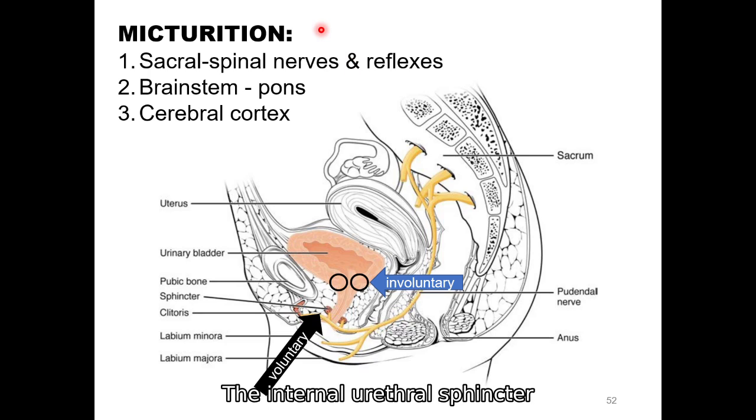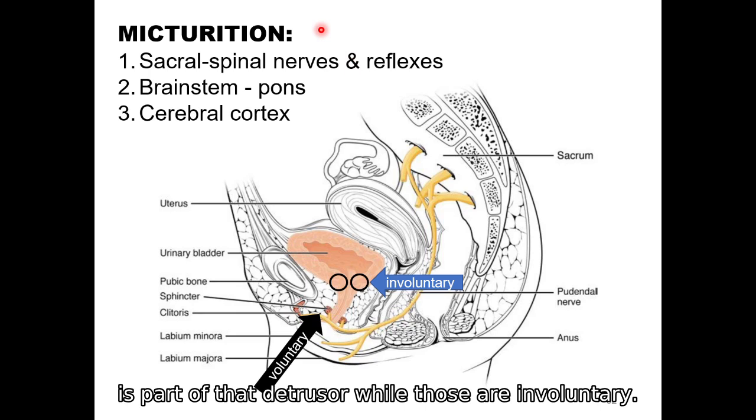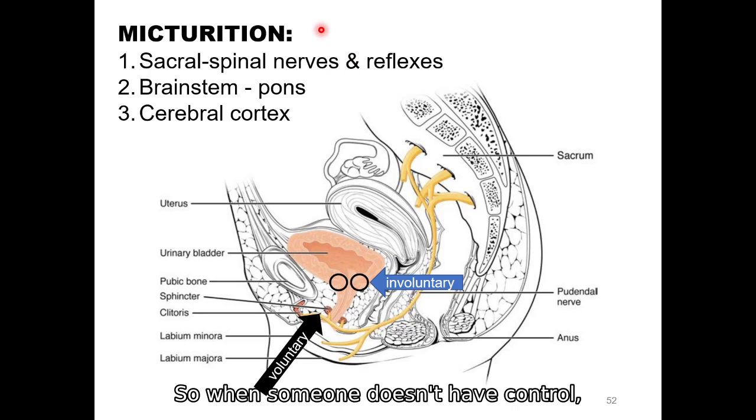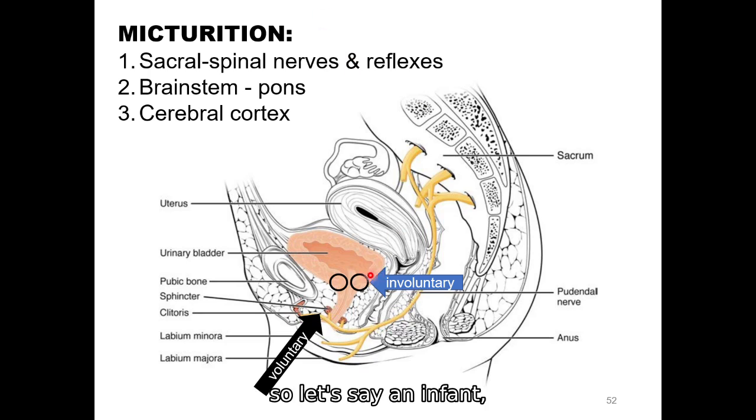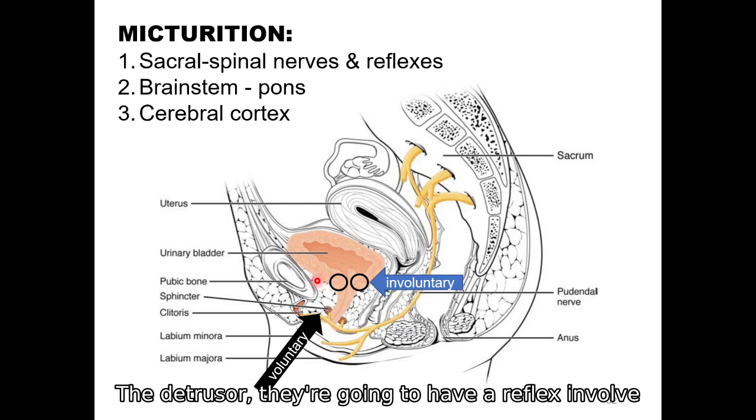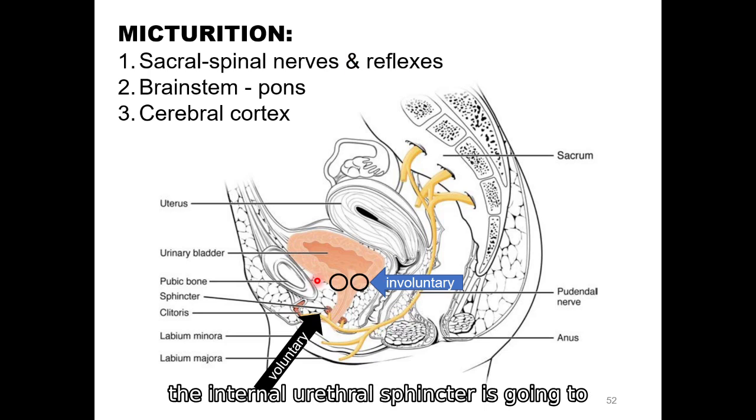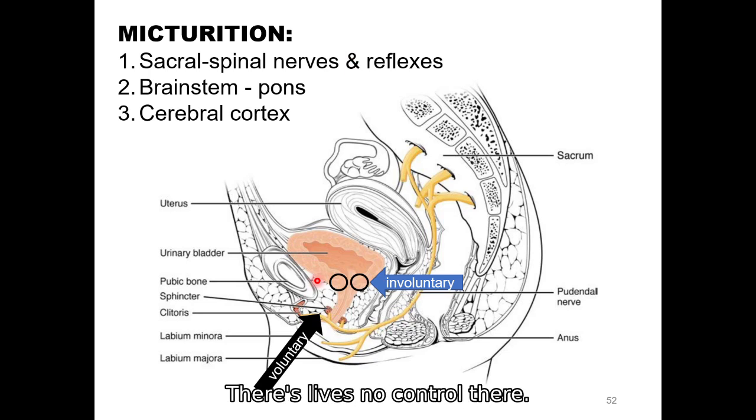And the internal urethral sphincter, so that part of that detrusor wall, those are involuntary. So when someone doesn't have control, let's say an infant, they'll just have a reflex. They get stretch of the detrusor, they're going to have a reflex involved, that internal urethral sphincter is going to open, and they're just going to wet their diapers. And there's no control there.